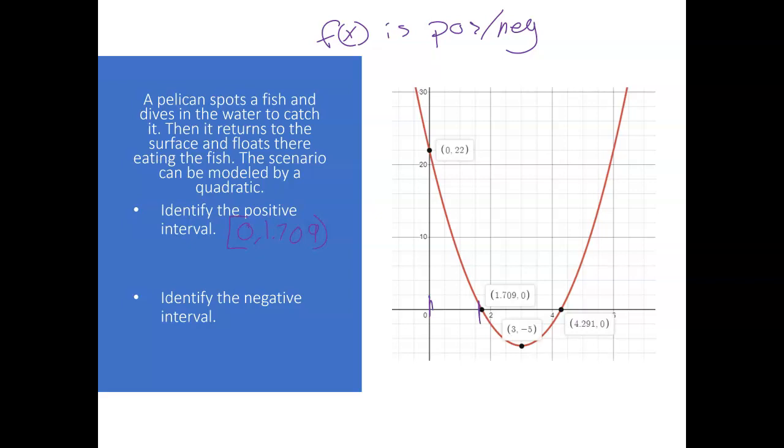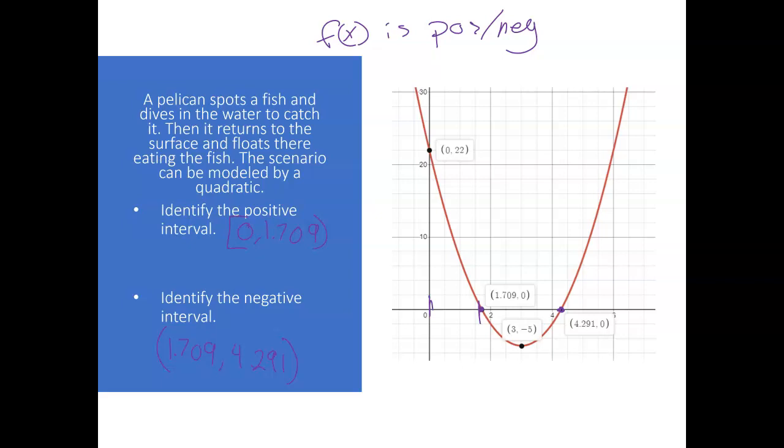What about the negative interval? 1.709 to 4.291. Is 0 a negative number? 0 is neither negative nor positive. So that's why at the 1.7 and the 4.2, we use parentheses, because it's neither negative nor positive. So that specific point is not in the negative or the positive interval. So we use parentheses for those intervals.